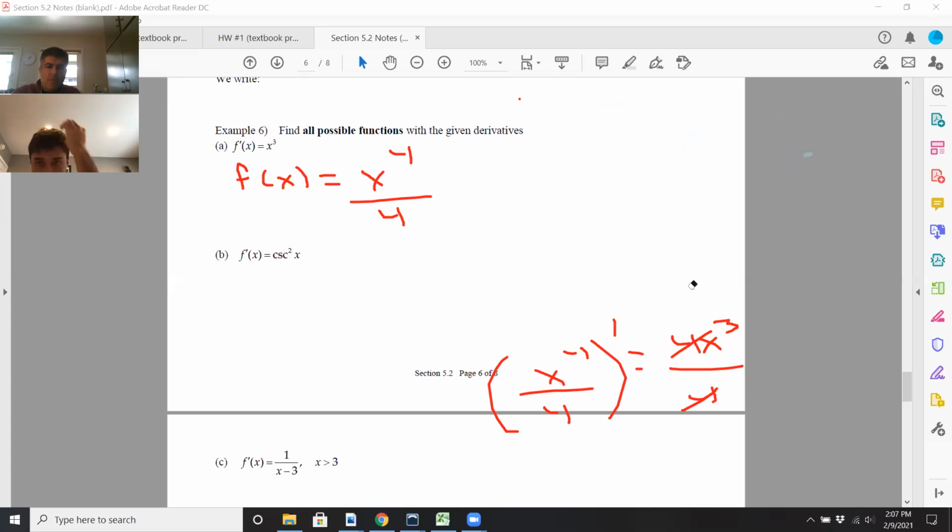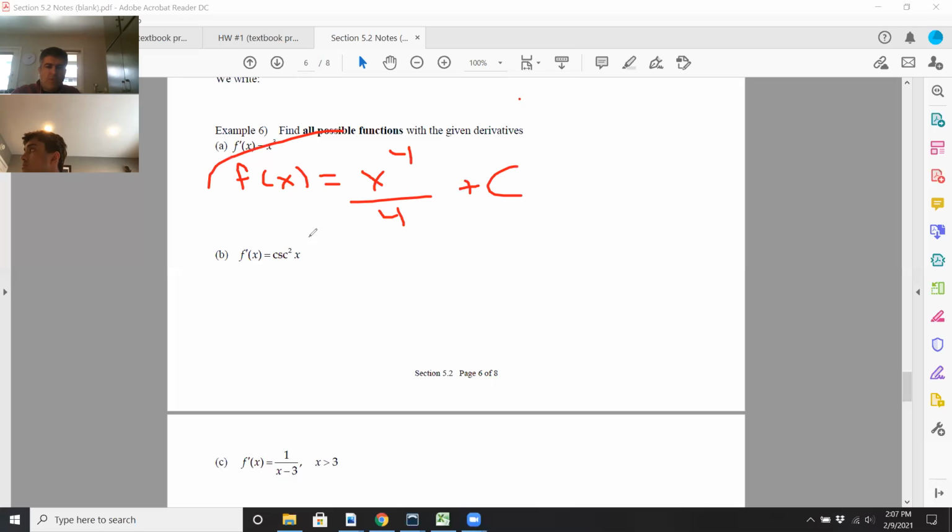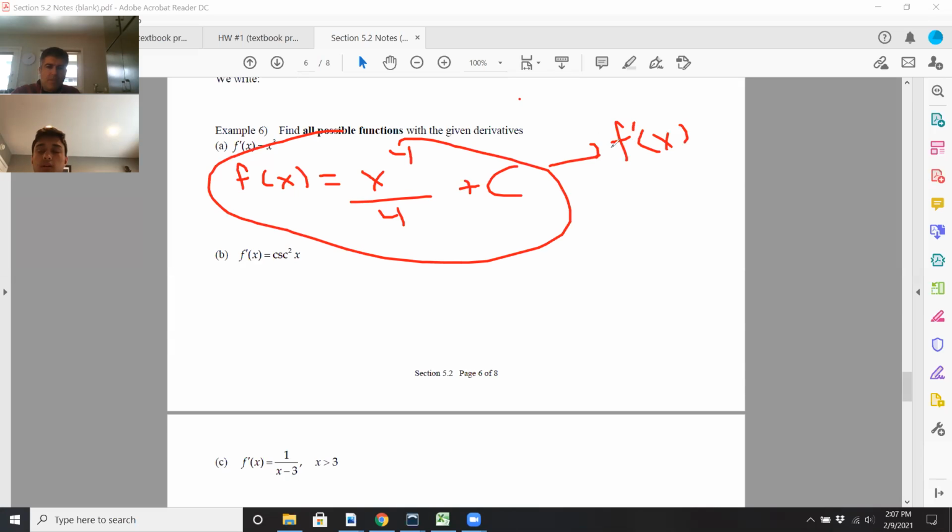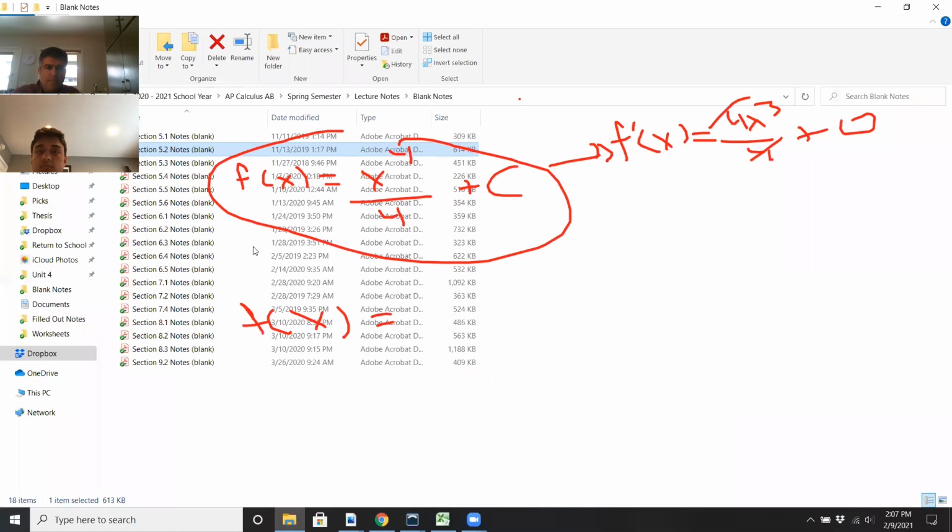And by the way, this is all being recorded, just so you know. You can watch stuff over again, because I know I'm giving you guys a lot of information here. But really, you have to write it like this, plus c. Because if I take the derivative of this, what's f prime of x going to equal now? 4x cubed over 4 plus 0, because the derivative of a constant is 0. You just get x cubed. Here, what's the antiderivative? And you can actually use this in case you guys forgot.